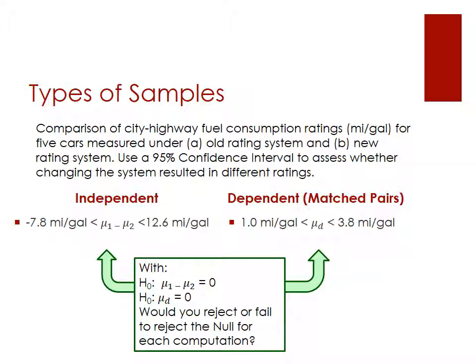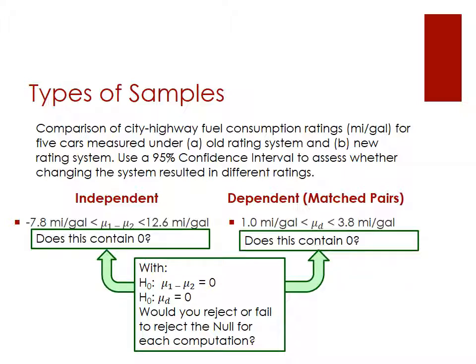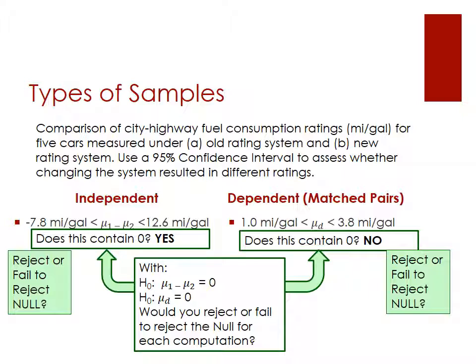So when we're looking at this, we need to ask, does this confidence interval contain the value 0? Because remember, if it contains the value 0, since that is what's proposed by the null, then it is perfectly possible that the null is contained within that confidence interval. So in looking at these, does the independent calculation contain the value 0? And then does the dependent computation contain the value 0? So the independent does contain the value of 0, and the dependent does not. So, are we going to reject or fail to reject the null for each of these computations?